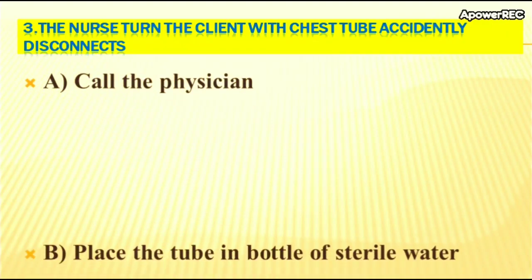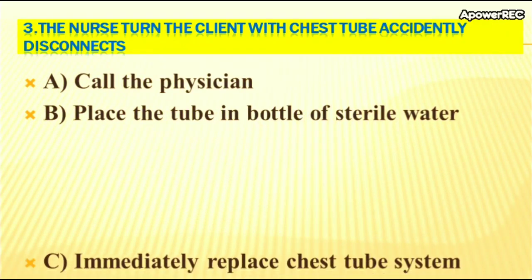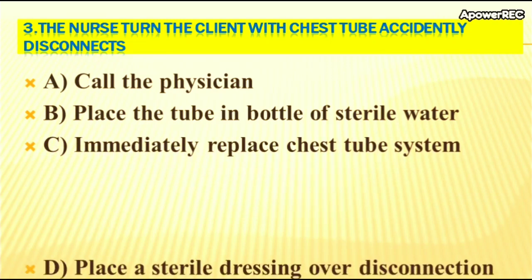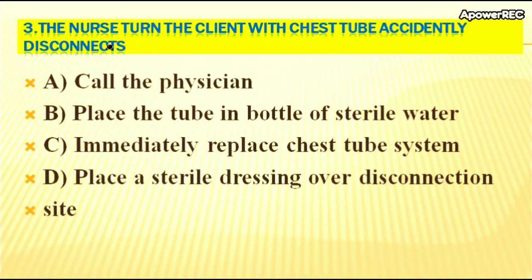Next question. The nurse turns a client with a chest tube and it accidentally disconnects. What will the nurse do immediately? Call the physician, place the tube in a bottle of sterile water, immediately replace the chest tube system, or place a sterile dressing over the disconnection site. Correct answer is place the tube in a bottle of sterile water. That is the immediate management.